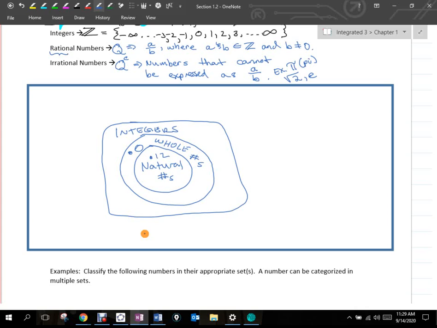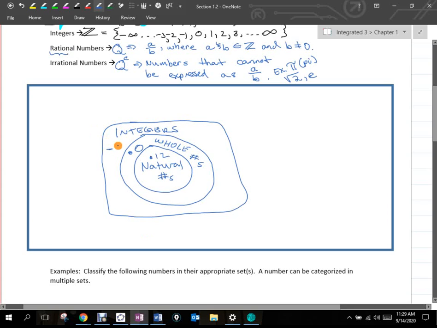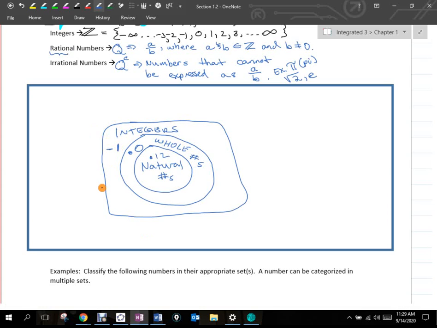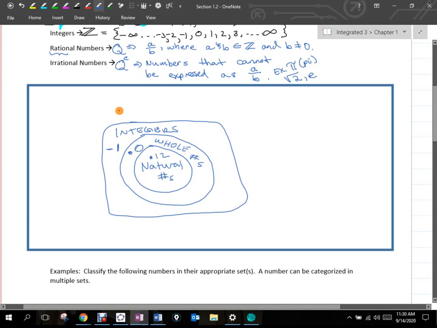What is a number that would not be a whole number or a natural number, but would be an integer? Negative what? Negative 1. Okay. Negative 1 is an integer, but it's not a whole number and it's not a natural number. We cool with that? Next list of numbers. Rational, right? So I'll make another bubble.